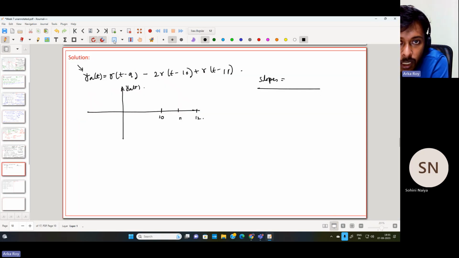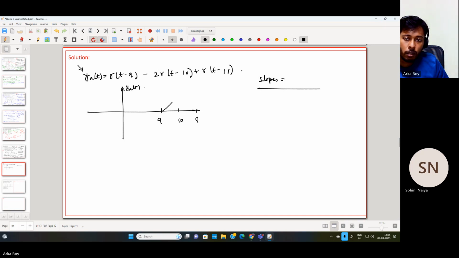So now we need to see how the signal y(t) looks. So we need to calculate the slopes. The signal is initially starting at a position of 9, and the initial slope is 1. So this is the initial slope. So here slope is equal to 1.